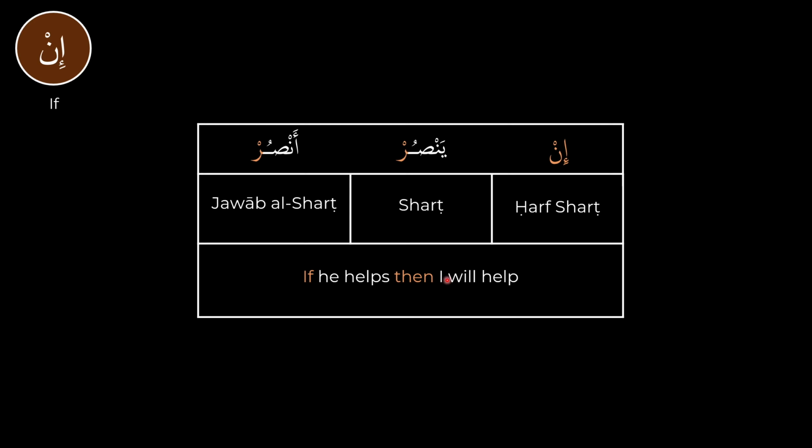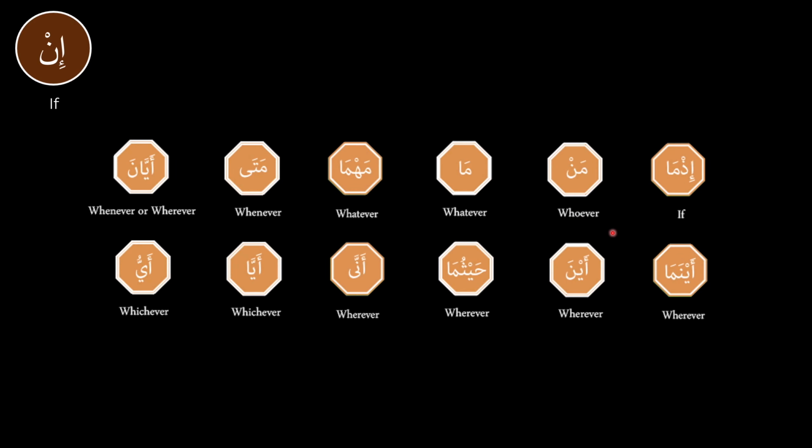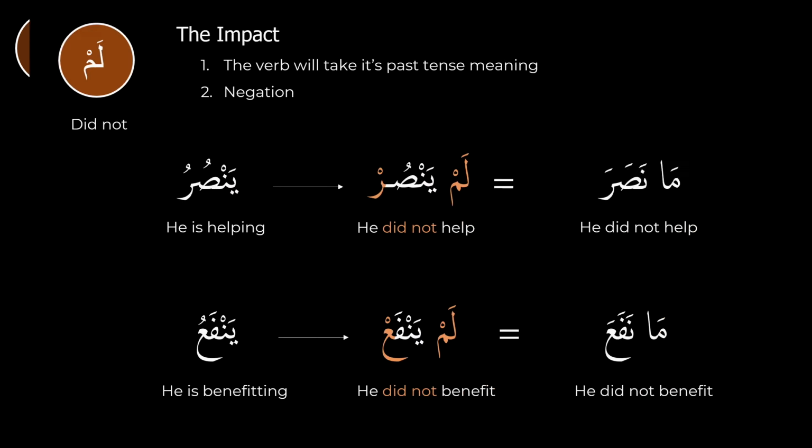So now let's take a look at the sisters of in. In has 12 sisters, and all of these act in a similar manner to in. The only difference is that the meaning will change based on the word that is picked. If you have man, it's going to be whoever. If you have ma, it's going to be whatever. If you have mata, it's going to be whenever. But all these act in a similar manner to in, and we'll cover them in detail later on. So now let's take a look at another one.